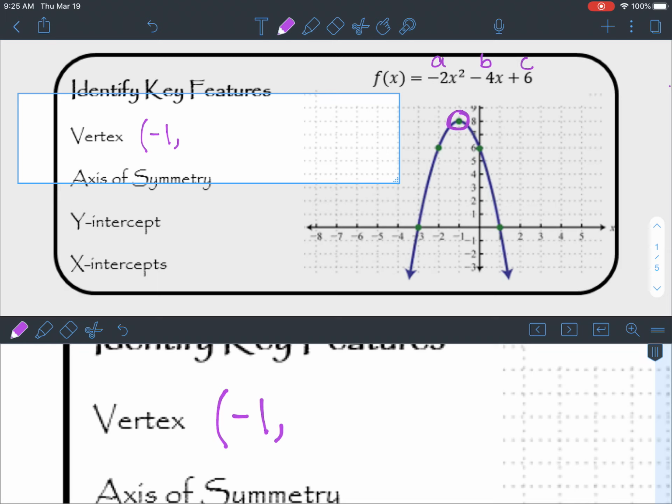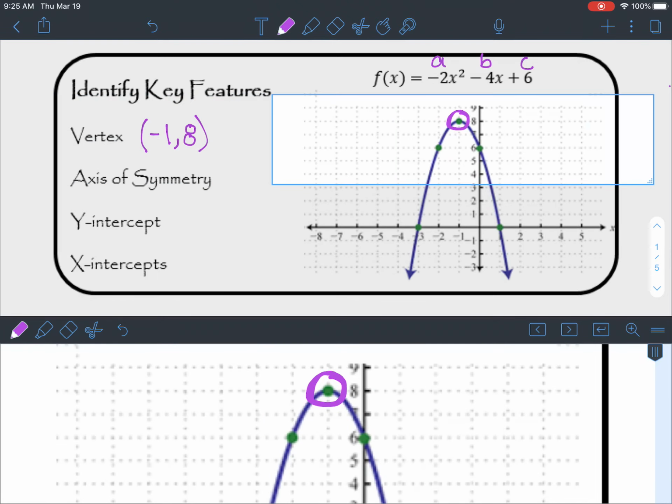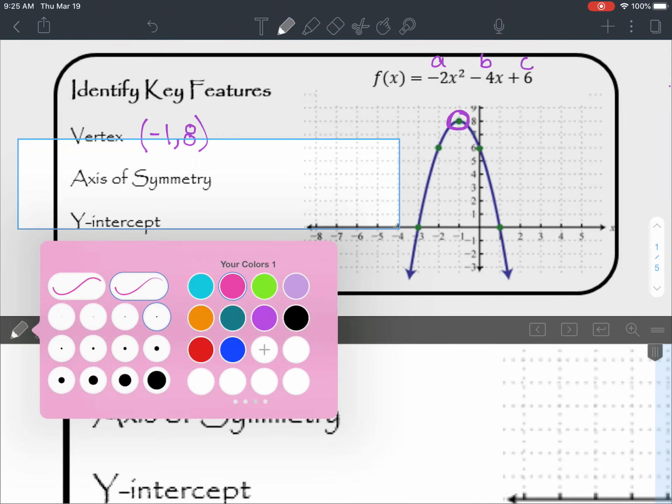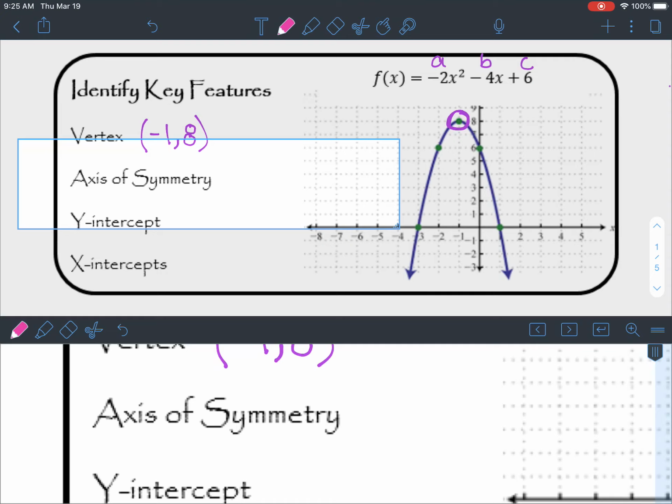So when we talk about the vertex, we talk about that as a point. So we're talking about the point -1, 8. That is the very top of my graph. And when we go to graph these, that's usually the first point that we're going to graph because it's the easiest point to find. The next thing we're going to talk about is this axis of symmetry.